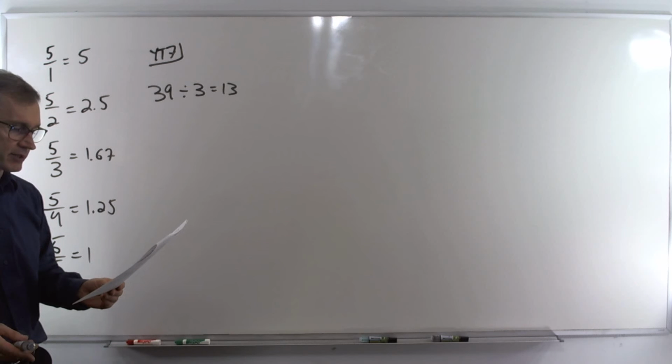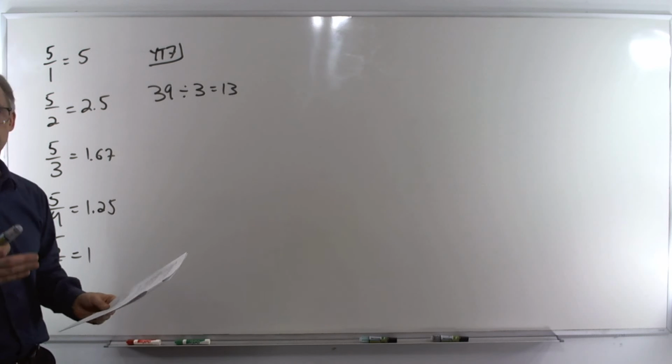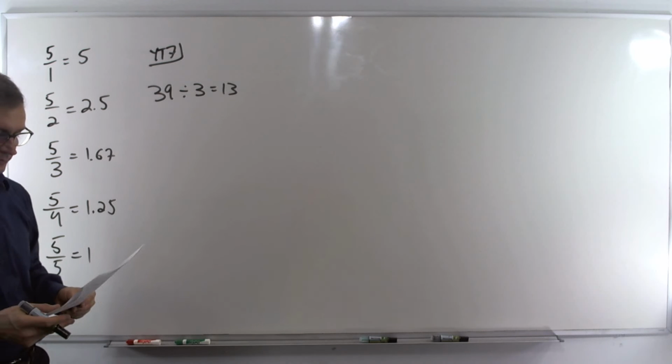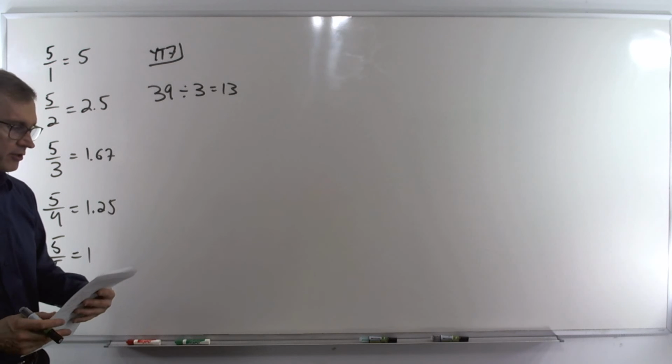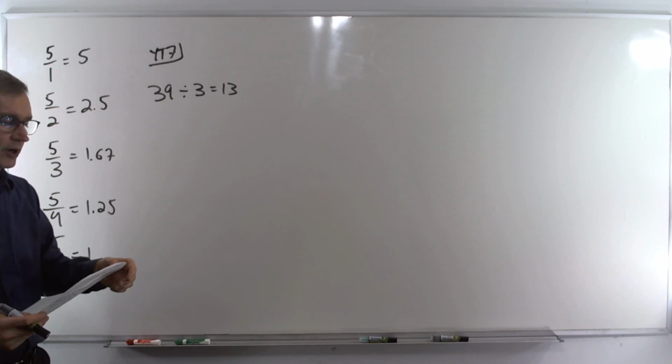And then for 5, this one's easy. If the number ends in 0 or 5, then it's divisible by 5. So those are the 3 that are really important to know.